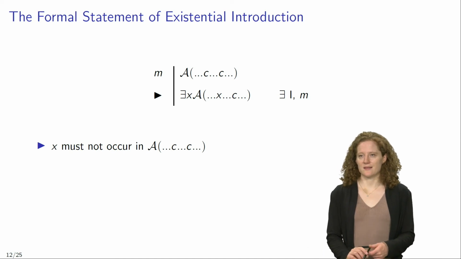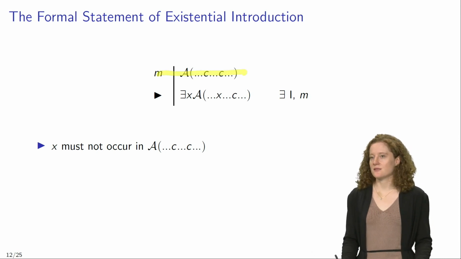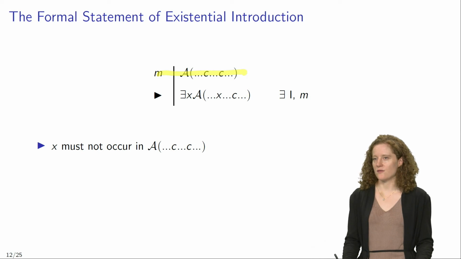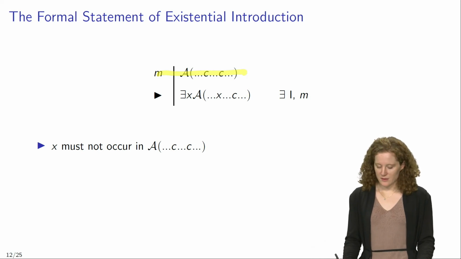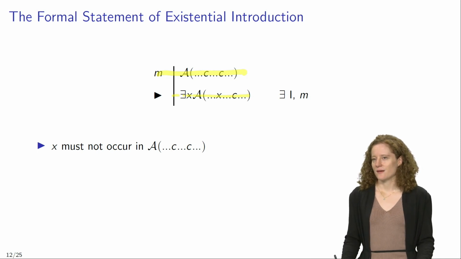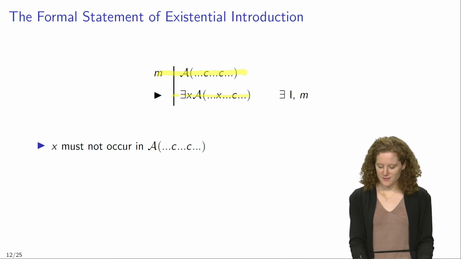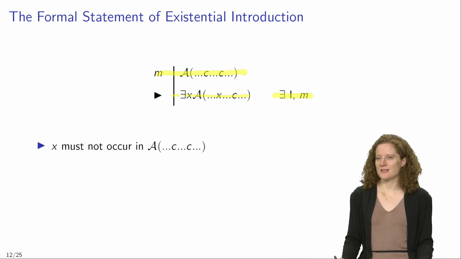Formally, the rule looks like this. If in line M of your proof, you have a sentence A(C) that contains one or more occurrences of the name C, you can then infer that there is an x such that A(x), where in the sentence that is embedded in the scope of the existential quantifier, you replace one or more occurrences of the name C by the variable x. And you can justify this inference by existential introduction applied to line M.